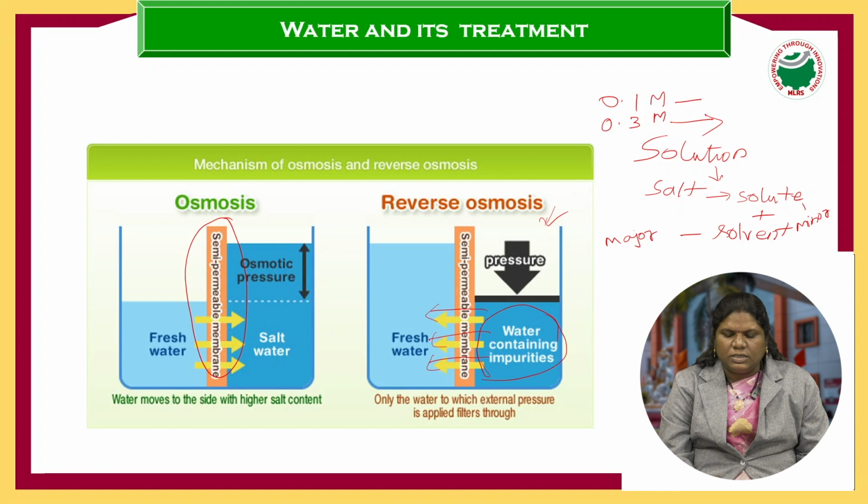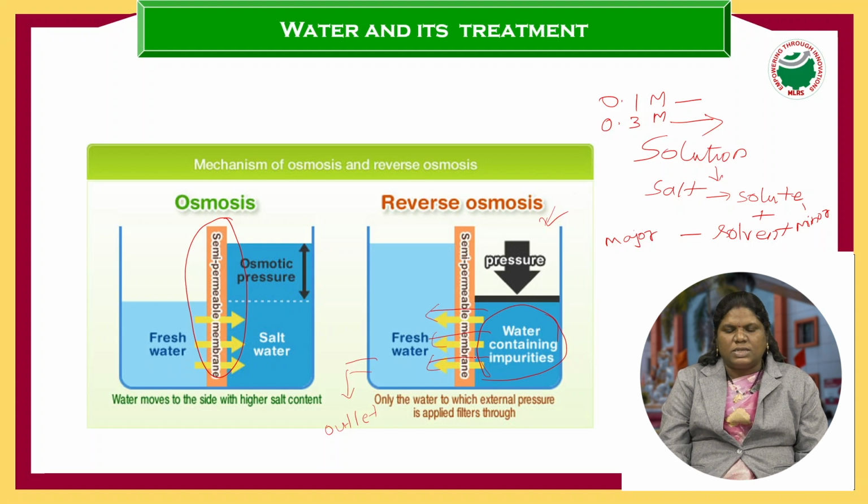The condition is that it will be separated by a semi-permeable membrane, which means the salts and the minerals will be held in the semi-permeable membrane. It won't allow the salts and minerals to pass to the other side. Only the fresh water will pass through the semi-permeable membrane and we can collect it by outlet. This is the mechanism of the reverse osmosis technique.